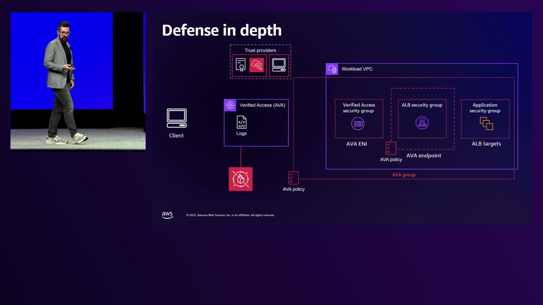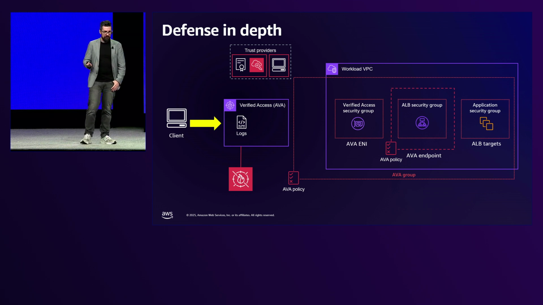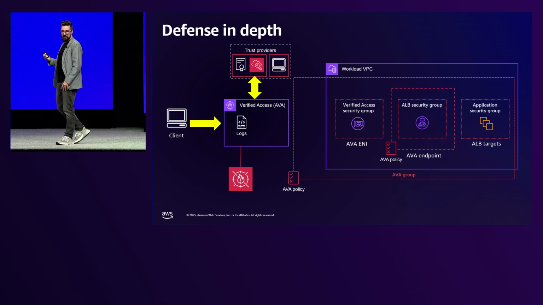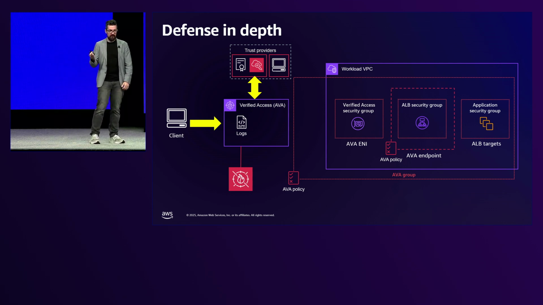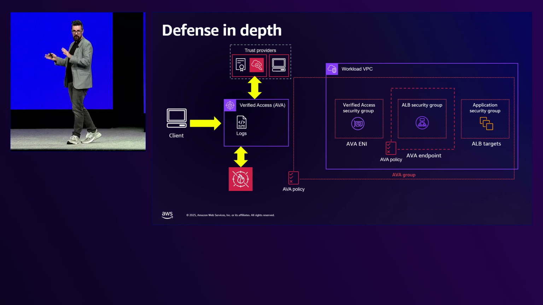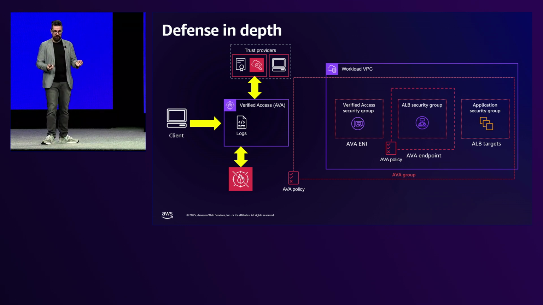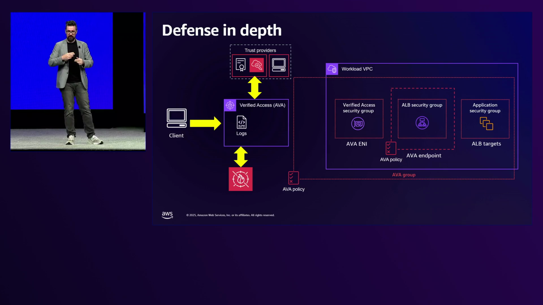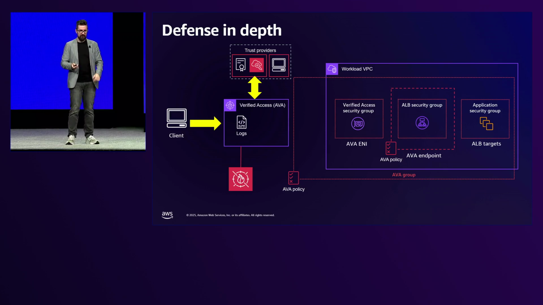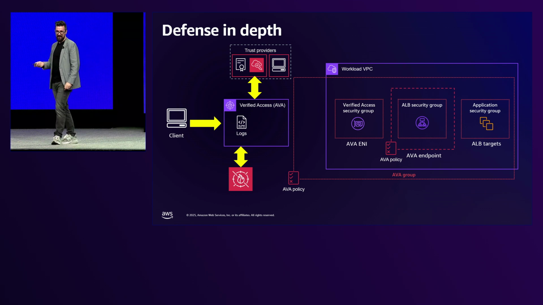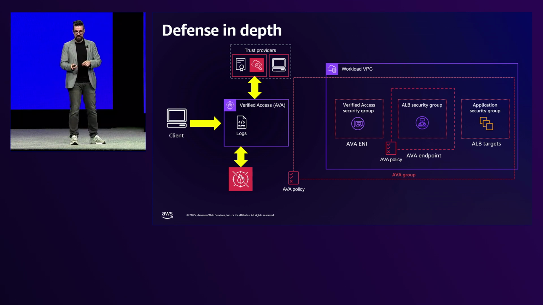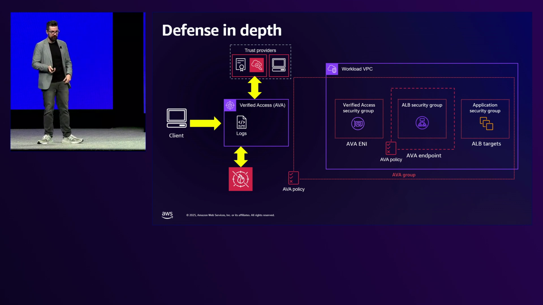Now, from a flow perspective, first my client will connect to AVA, and then I will use the data from my trust providers, whether those, again, are identity or device, and I'll add that to the context that will be passed into verified access. And I'll also, again, if I have a WAF configured, evaluate that against a WAF policy as well. Now, a quick call out here. Where that WAF evaluation occurs will depend on whether or not I'm using IAM Identity Center. If that happens, then WAF will inspect before authentication. If I'm using something like OIDC, that'll happen after authentication. So just keep that in mind.